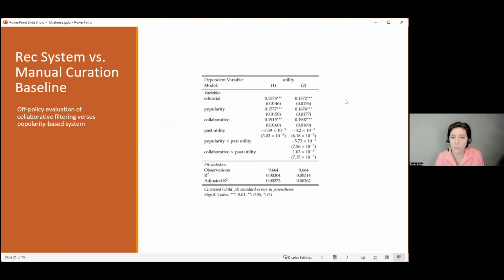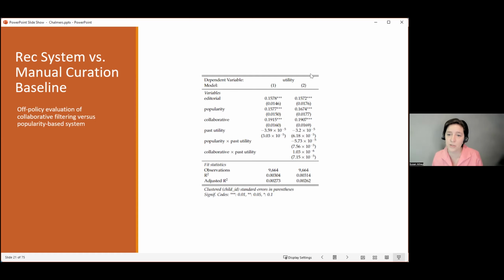And then finally, we do off-policy evaluation. We didn't actually test live a pure popularity-based model. We just compared the editorial to collaborative. Now, there's a well-known problem, that we didn't actually run the popularity-based algorithm. So this is the problem of off-policy evaluation. More popular stories are not uniformly shown, but less common users read a higher share of popular stories. So we use a variety of off-policy evaluation methods.